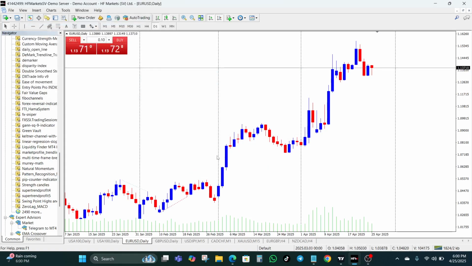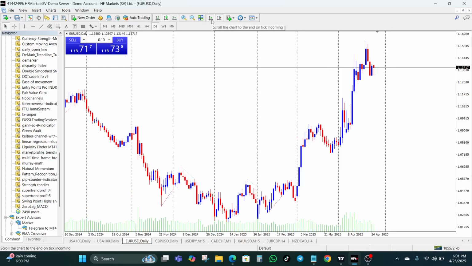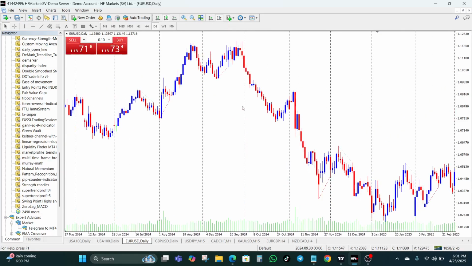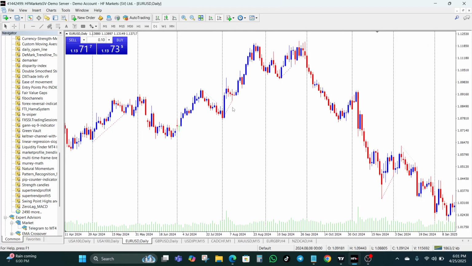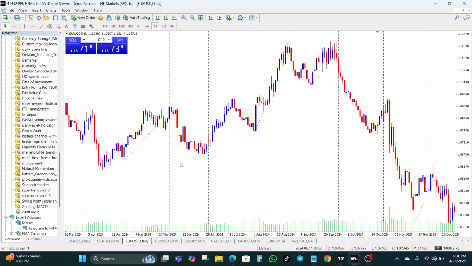Now, let us break it down. The liquidity finder indicator helps traders pinpoint liquidity pools. These are areas on the chart where large amounts of orders are sitting, usually around obvious support and resistance levels. So this is where price often reverses or aggressively moves through. Identifying these zones is crucial for understanding market behavior, especially in volatile conditions.